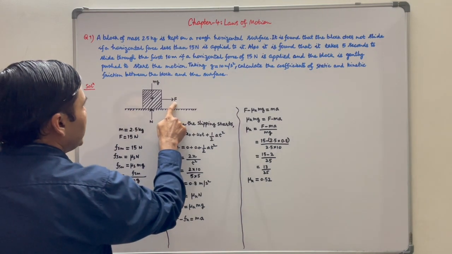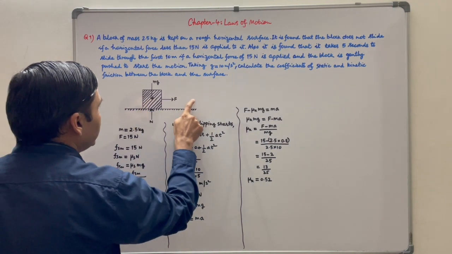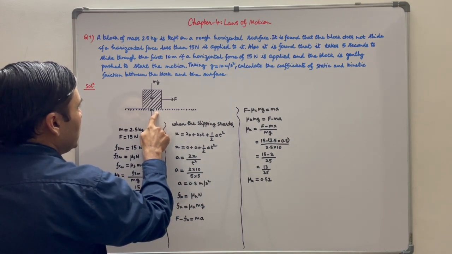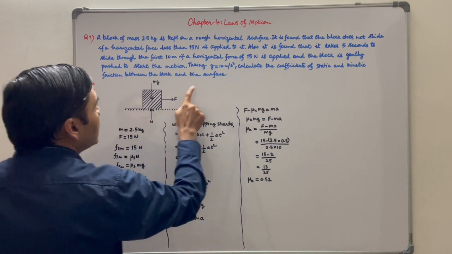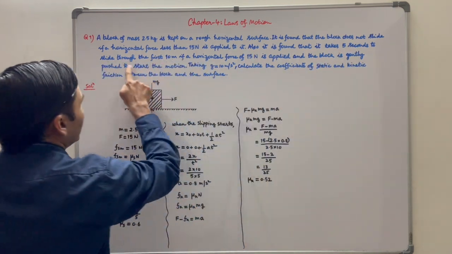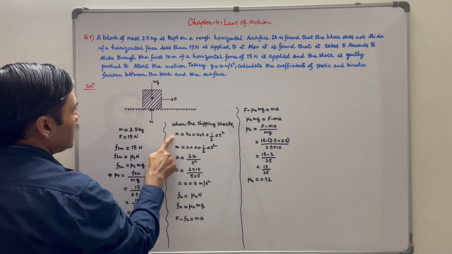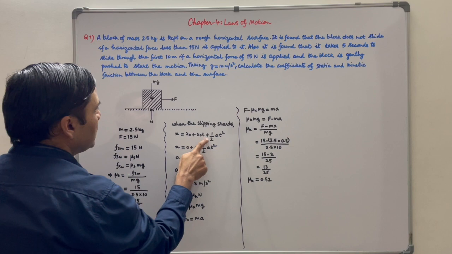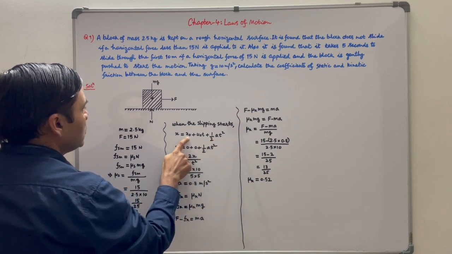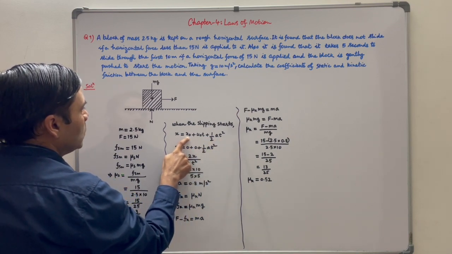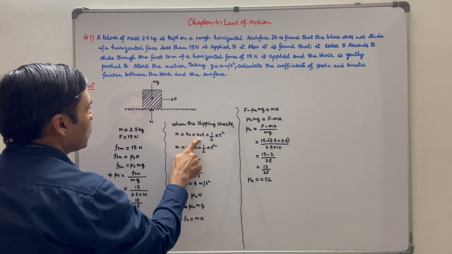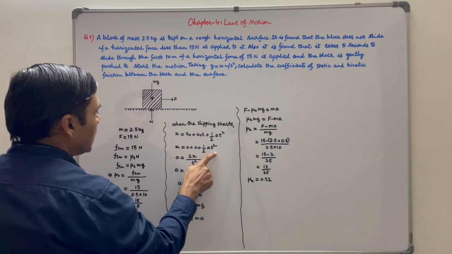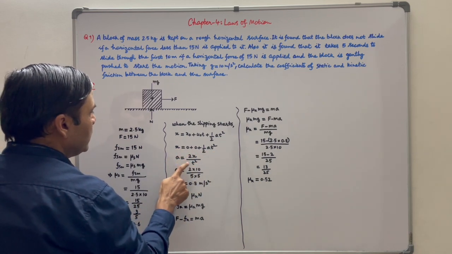When F is 15 Newton, this block starts sliding. So the friction will be now kinetic friction. So we can calculate its acceleration by this line. Applying the second equation of motion in a straight line, x is equal to x0 plus u0t plus half at square. x0 is initial displacement, that is 0. u0 is 0 because block was initially at rest. So x is equal to 1 by 2 at square, or a is equal to 2x upon t square.